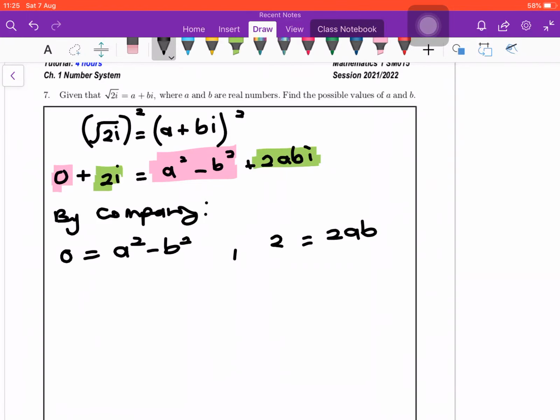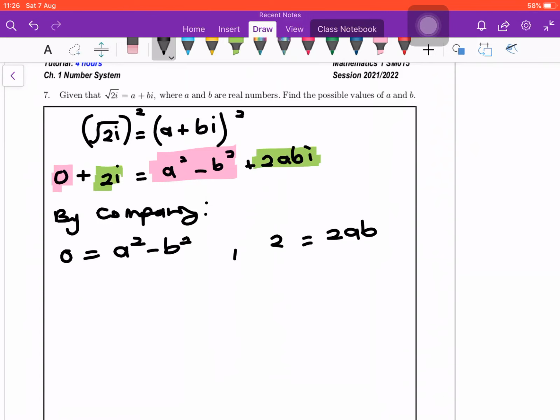Okay, sorry. Saya lupa nak cakap tadi. You all tak perlu nak let general form dekat sini sebab dia dah bagi kat sini a plus bi tu. Dia dah bagi dalam general form. So, you no need to let in general form once again. Okay?